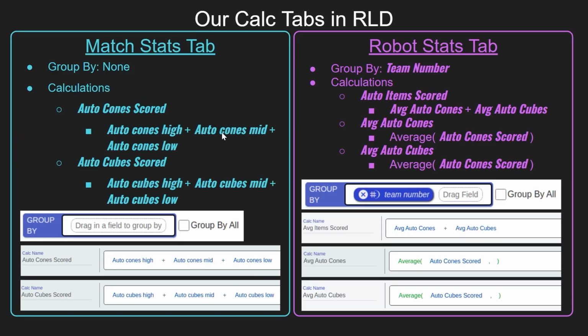Okay? So as a quick wrap up of what we're going to do here in a second: we've already done our match stats tab, right? So we had no group by and an auto cone scored. We added those three together. Auto cube scored, we added these three together. Then when we get to our other tab, our robot stats tab, we're going to group by team number, and then we're going to set up these three calculations right here.